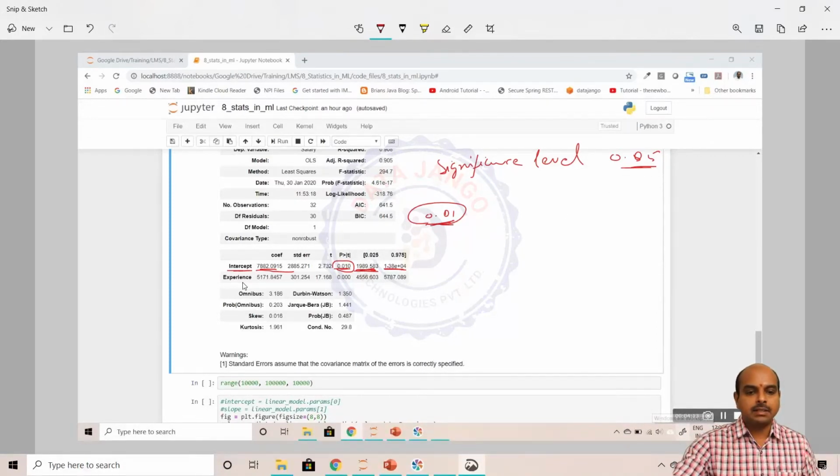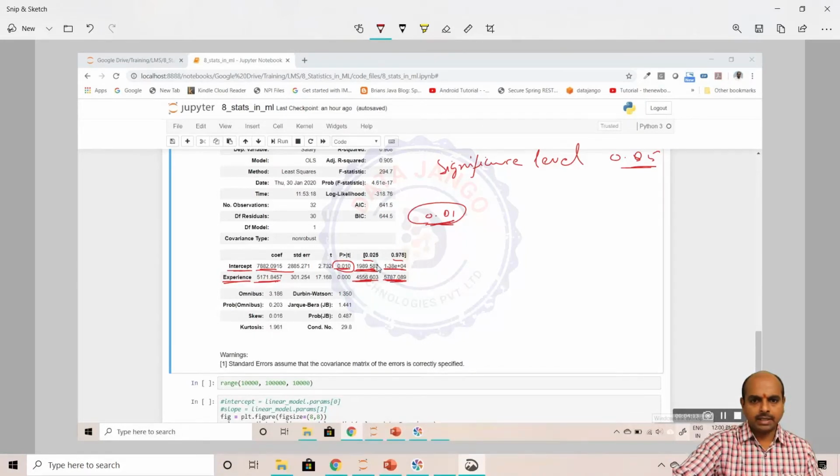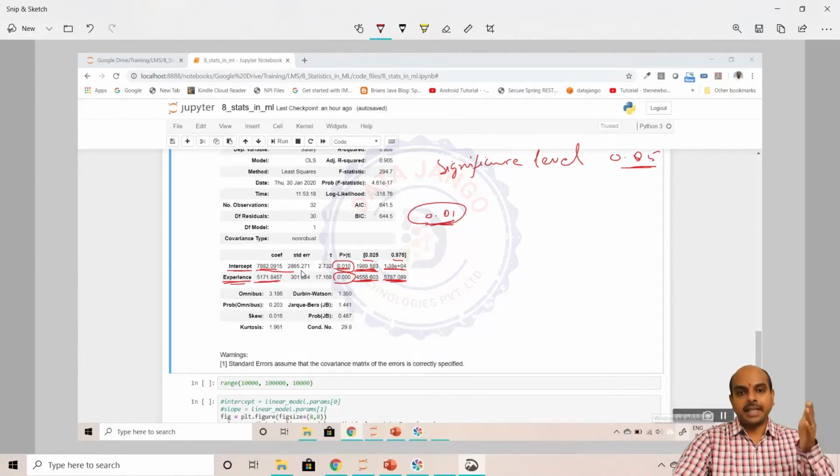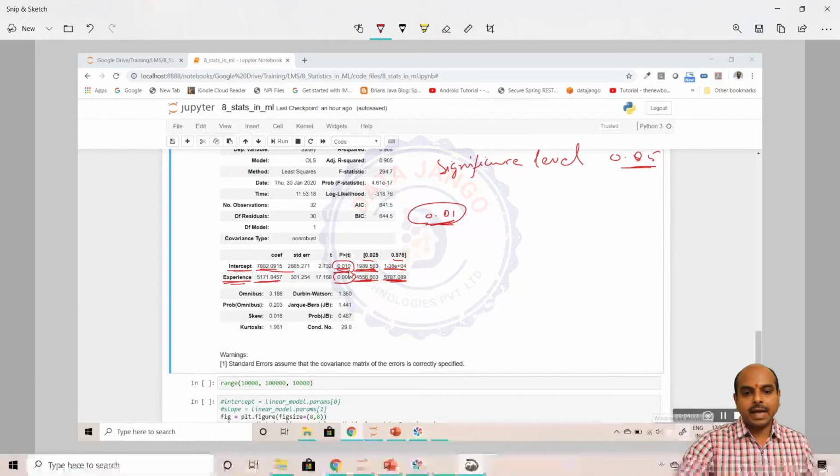So again, for the next experience, the coefficient is this much and the 95% confidence interval is this much. That means when you change the data, when some record gets added or some record gets deleted, the coefficient may lie in between these two numbers. We are 95% confident. I'll tell you why that is 95%. And the p-value is 0. That means definitely the experience feature is needed. The salary is definitely dependent on the experience feature. The p-value actually gives you the feature's importance.